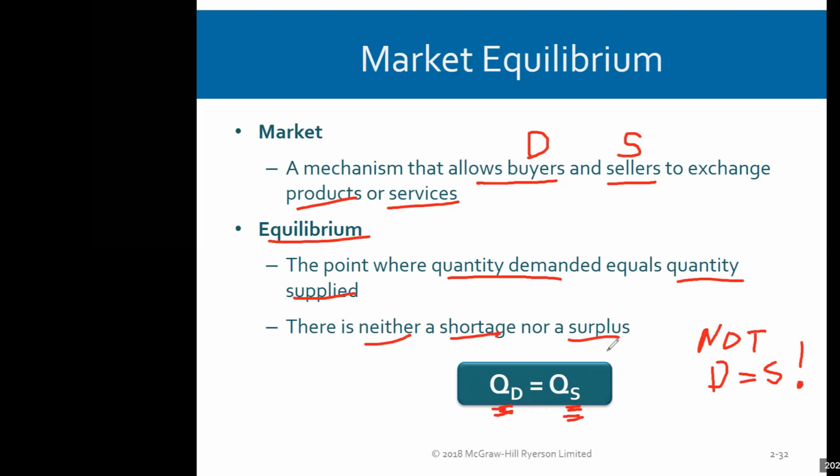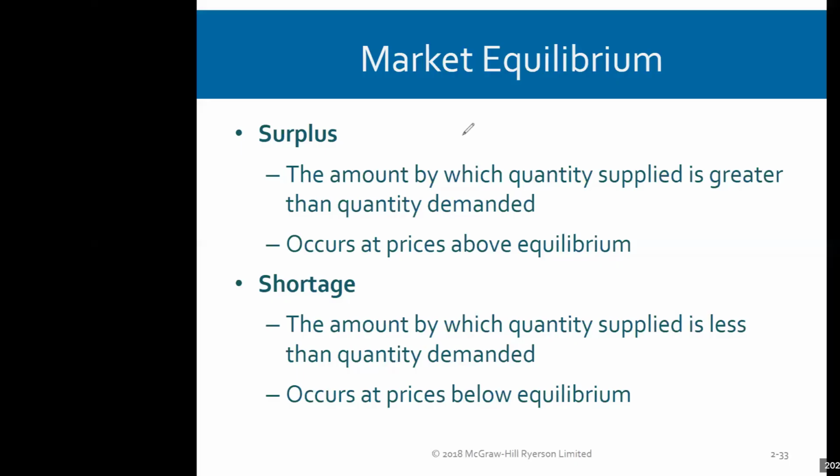Everything that producers wanted to sell at a going price, they can sell, and everything that consumers want to buy at that same going price, they can buy. So equilibrium: neither a shortage nor a surplus. It's where QD equals QS.